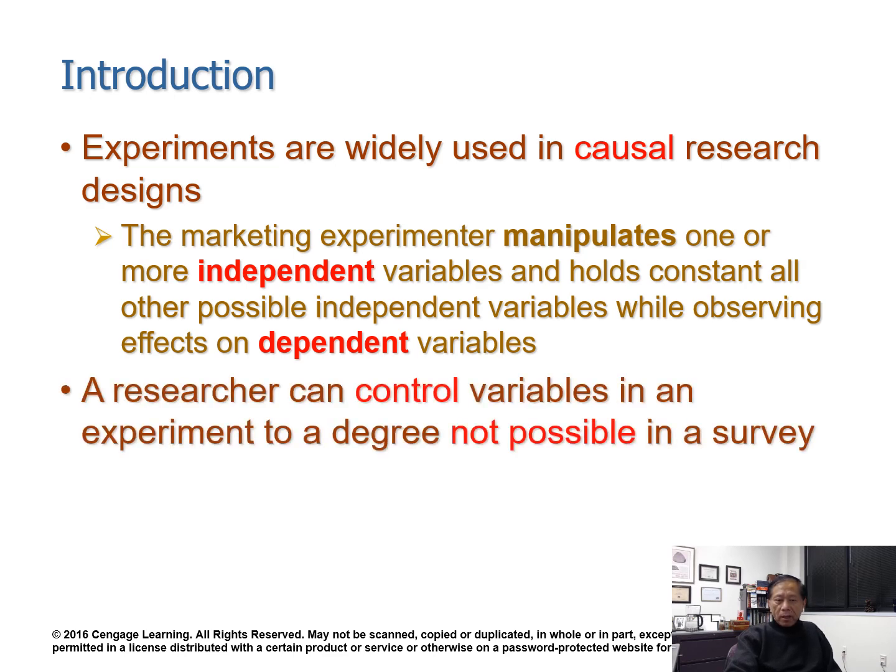Okay. A researcher can control variables in an experiment to a degree not possible in a survey. You can do that in an experiment. You can change the color of the wall, but you cannot do that in a survey, obviously, right? So you have better control of the variables.